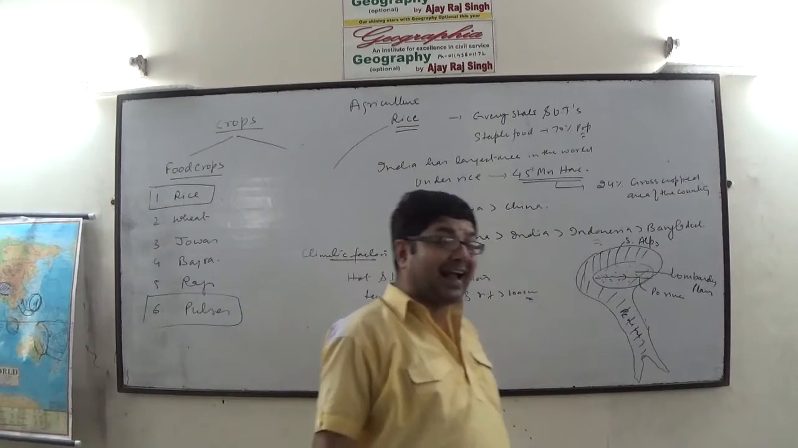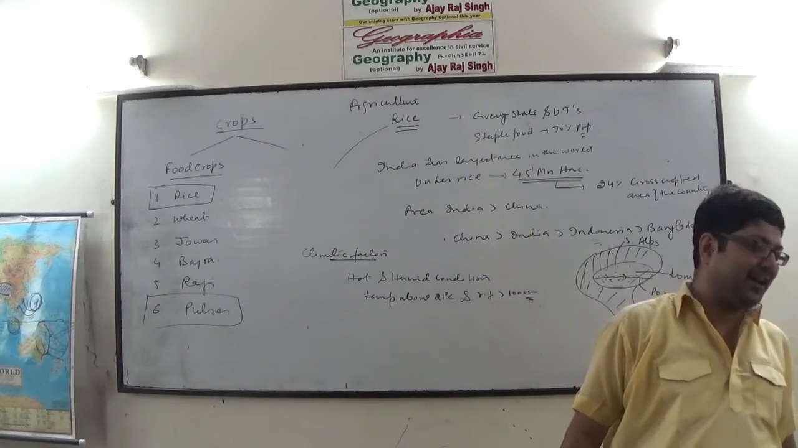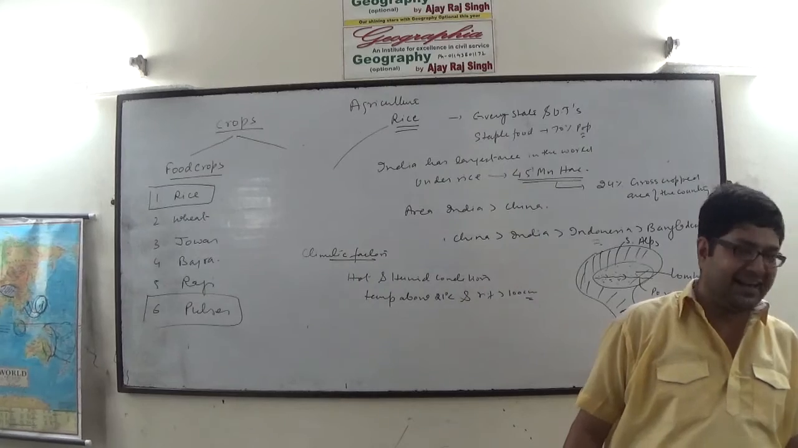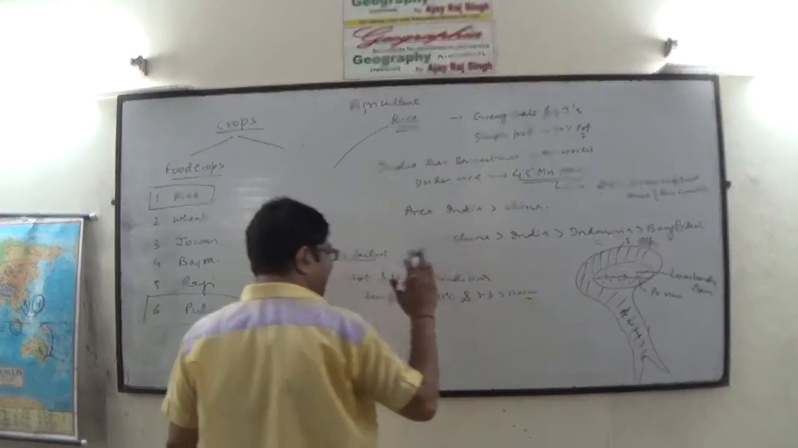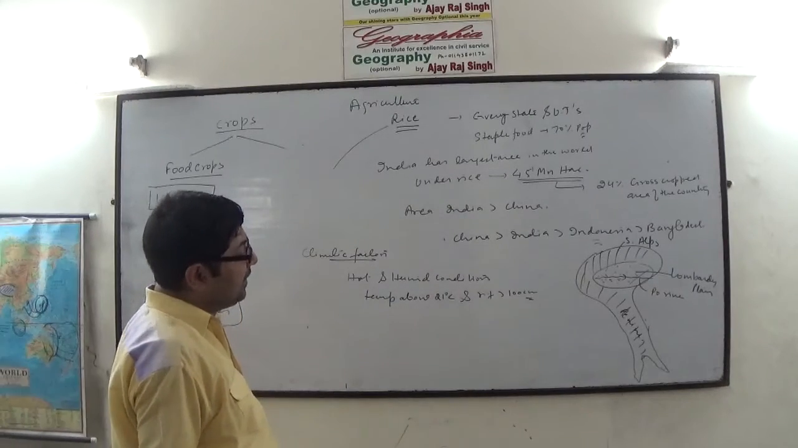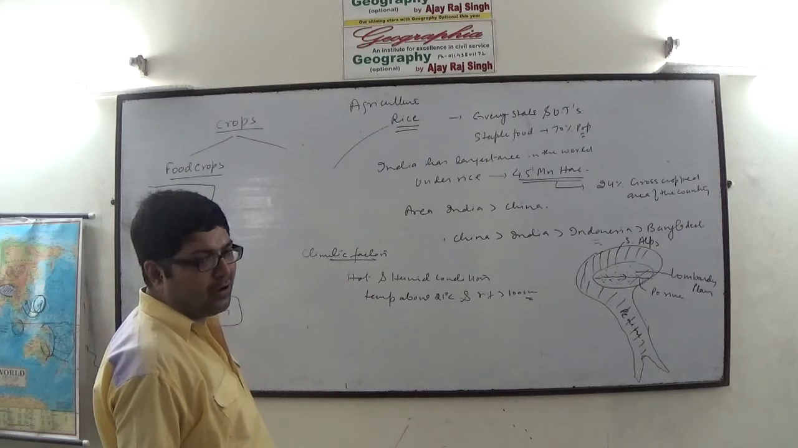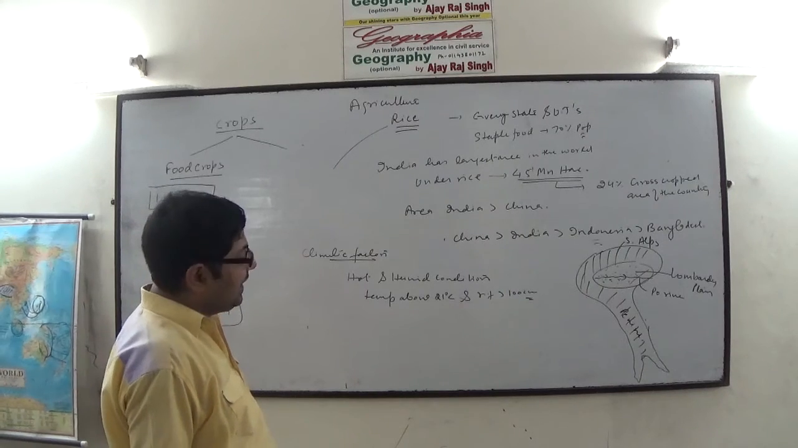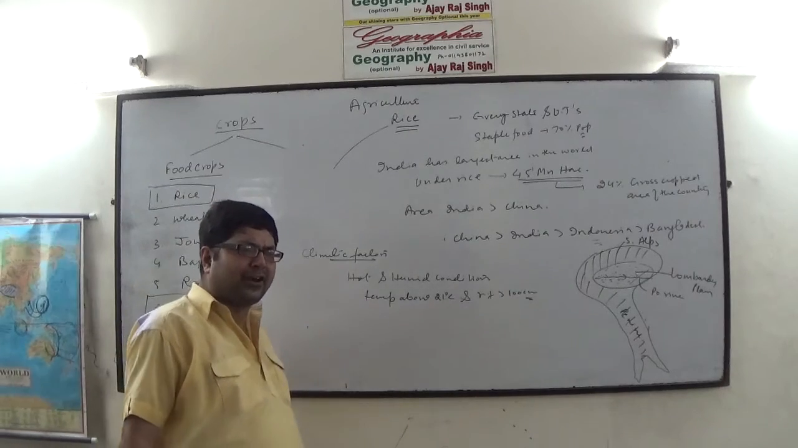The 100 centimeter isohyet line forms the lowest limit of rice cultivation without irrigation. Without irrigation, rice can be cultivated only in those areas where rainfall is at least 100 centimeters. So it is the eastern part of the country where the rice is grown in bulk, or along the western coast.